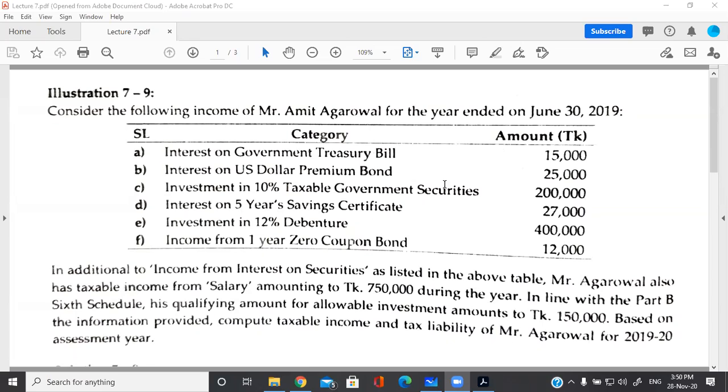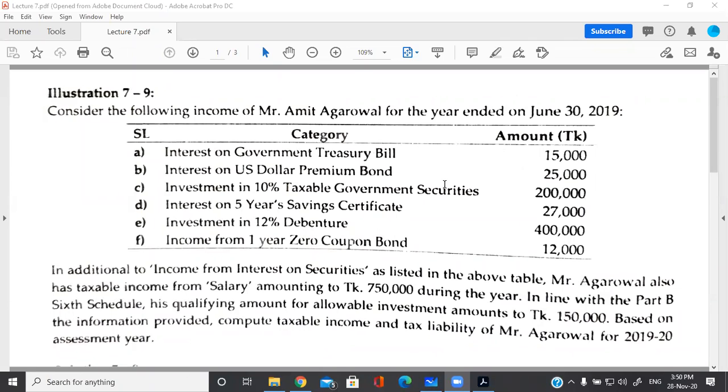Be careful that the items mentioned in this list, not all of these amounts are interest income items. Some amounts have been mentioned as investment amounts, but with reference to that investment amount, some percentages have been given to you. So you need to find out how much interest income will be available on this investment. So we will show it.